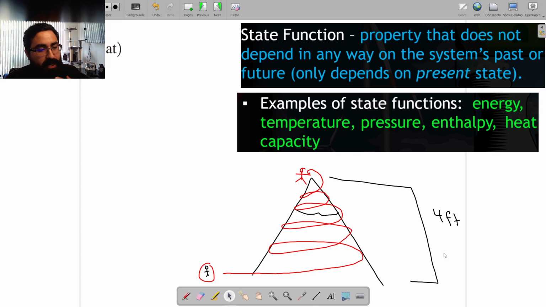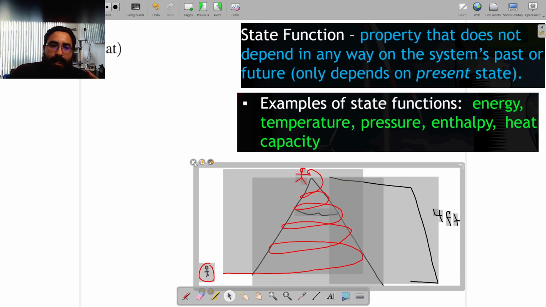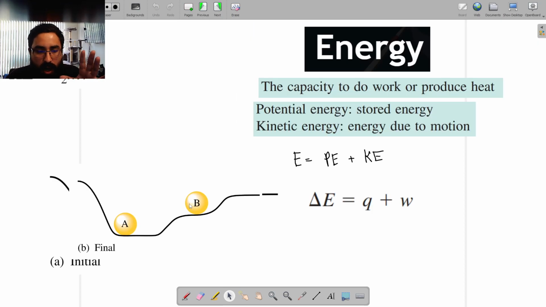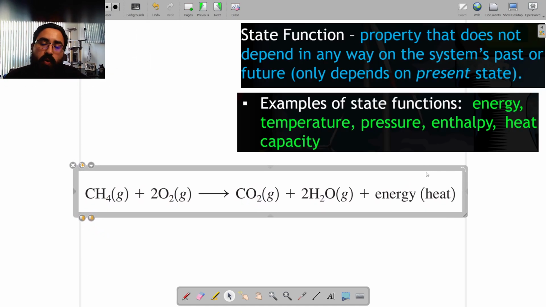And if not, I'll try to make another video explaining state functions only. But energy is a state function, as in it doesn't matter how it got there. The change in energy is going to be the same. So just as it applies to a ball rolling down and going up a hill, it can apply to the energy in chemical reactions, and that is what's more important to us.